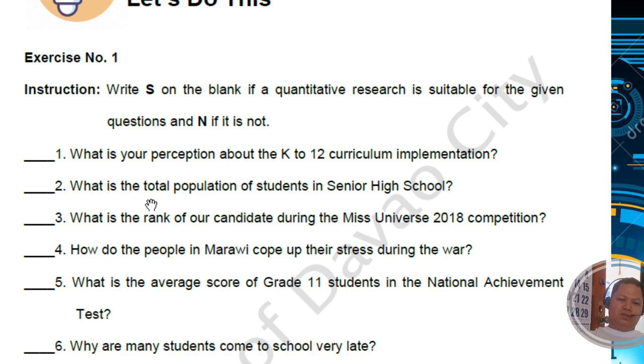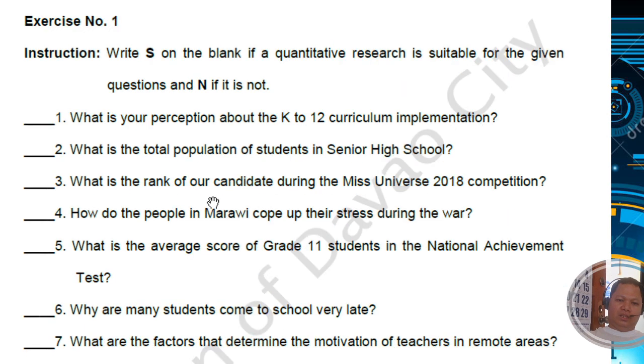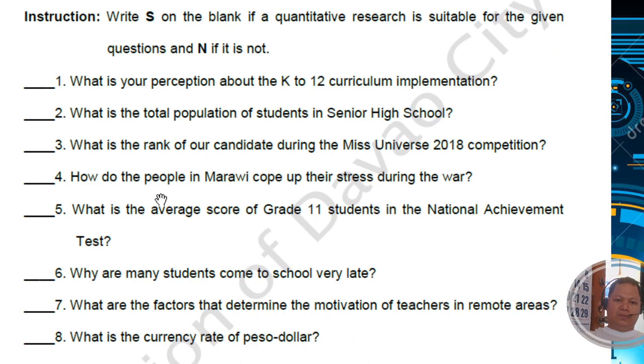Okay, it's S because it's population, so it's numerical. Then number 3, what is the rank of our candidate during the Miss Universe 2018 competition? S or N? Again, it is an S, because rank is numerical data. It is also used in our research. We do ranking of our data. And number 4, how do the people in Marawi cope with their stress during the war? S or N? The answer is N.